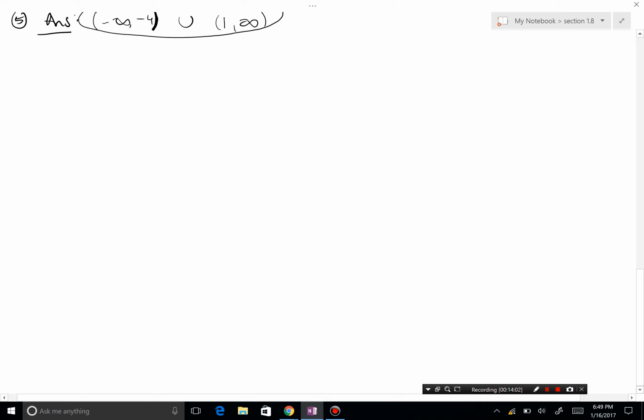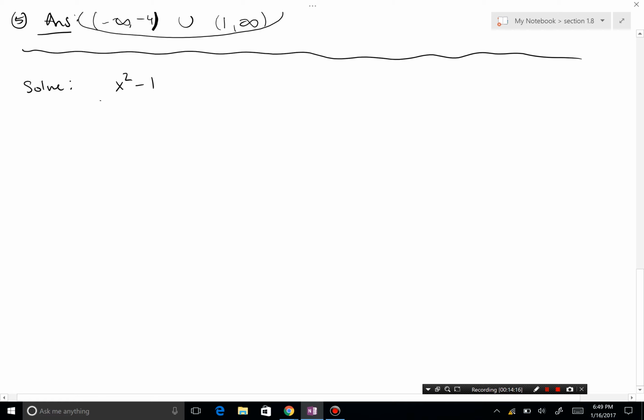Let me draw something that we don't have the muscle to graph. So here we go. How about this one? Solve. I want you to solve this: x squared minus 1 over x squared minus 9. I want you to figure out when this thing is less than or equal to 0.